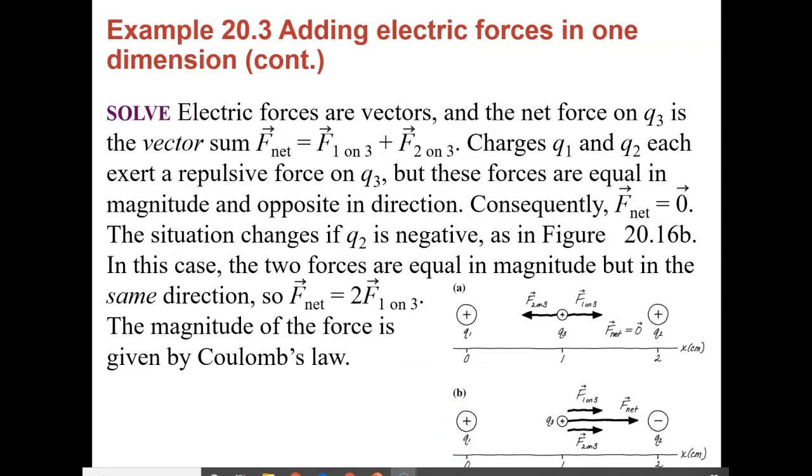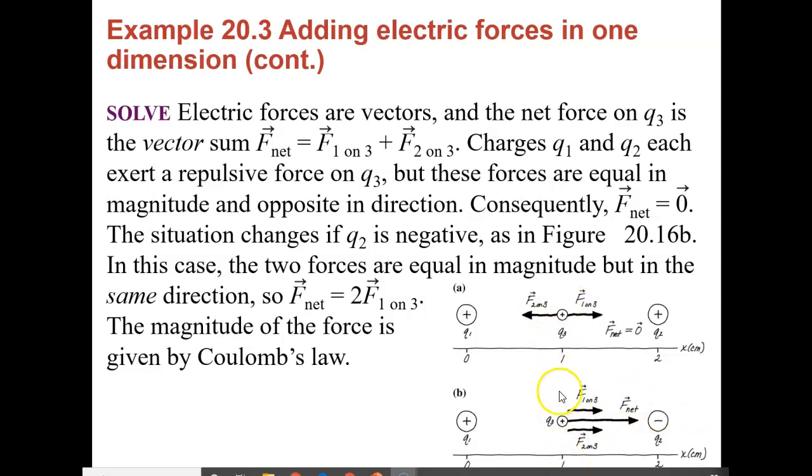Okay, so we can add up all these force vectors. On the top one, the net force on this one is 0, because we have equal charge values, which means we have equal and opposite forces, so the net force on A is 0.